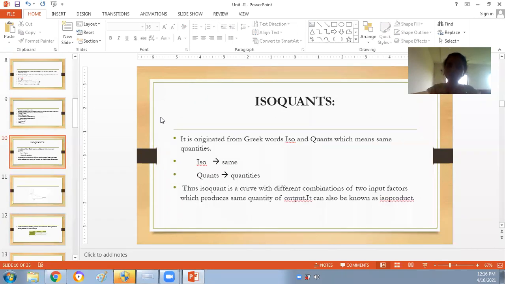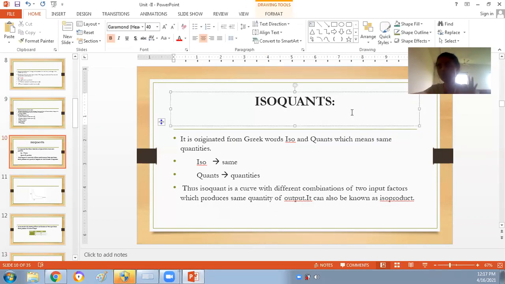Why we require isoquants and isocosts. The concepts of isoquants and isocosts explain the relationship between two factors of production. What are those two? Land and capital. Sorry, labor and capital. So what is the relationship between labor and capital? That can be understood by using the concepts of isoquants and isocosts.